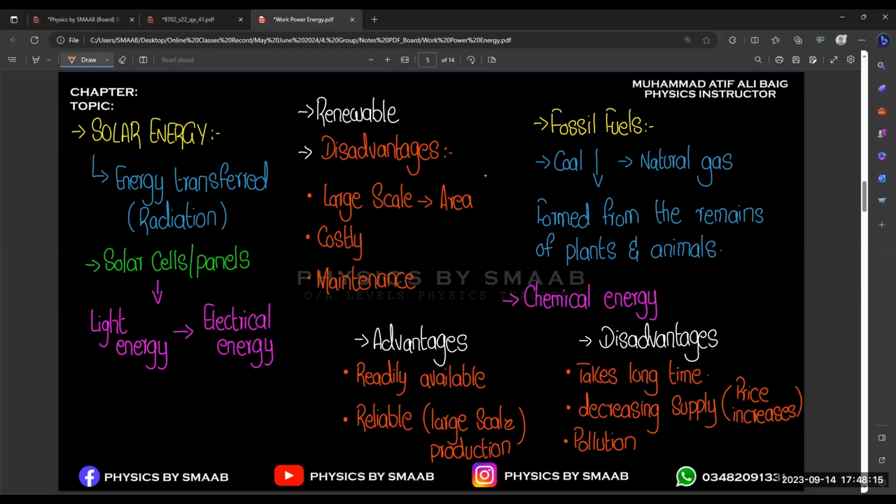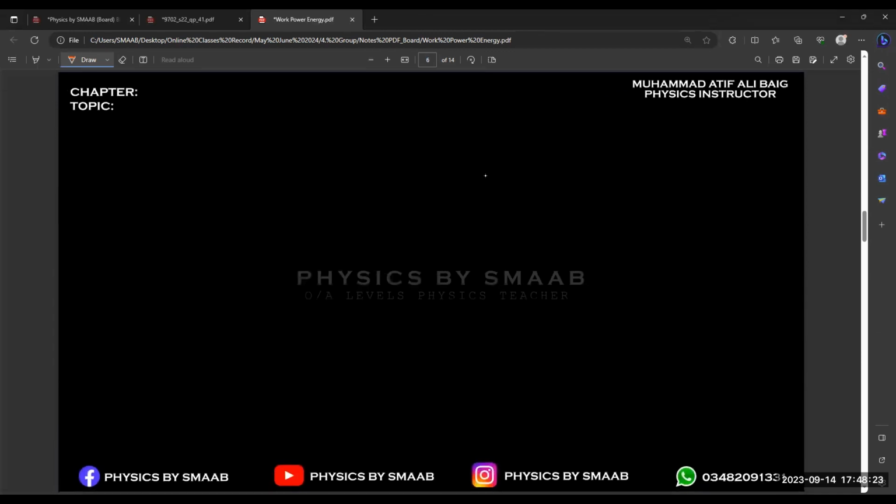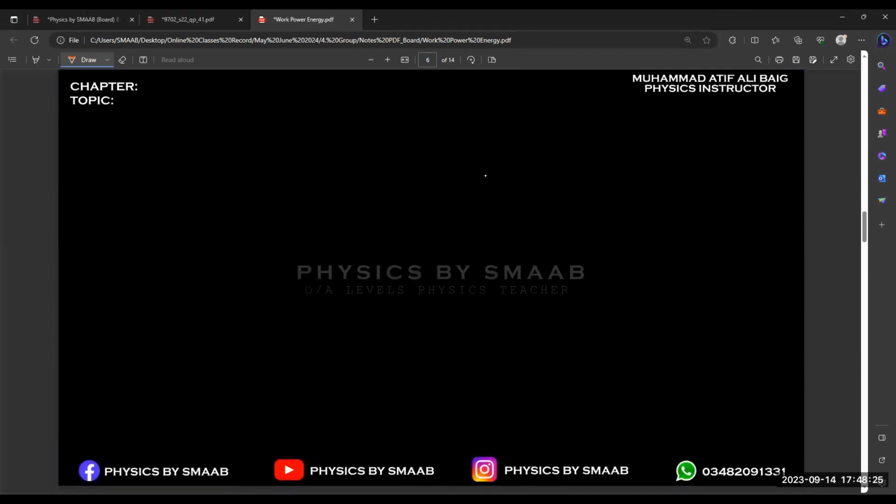And for the uses of fossil fuel, we already discussed, so we are not writing them in much detail because you already know about them. In transport, generating electricity, in heating process. So we are using this source of energy in our daily life.